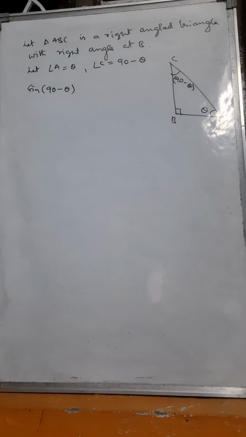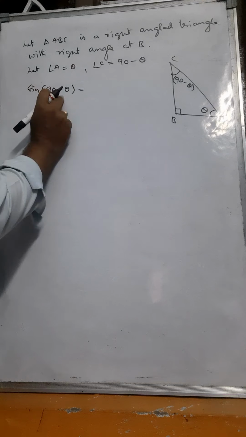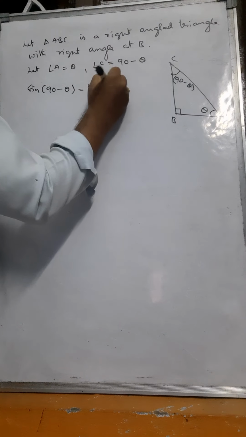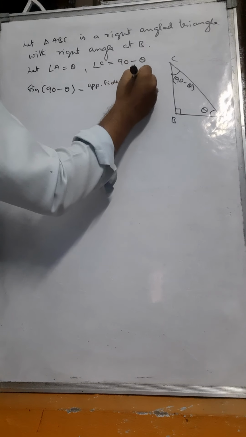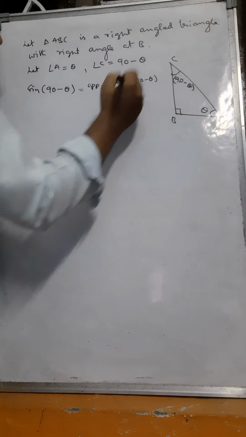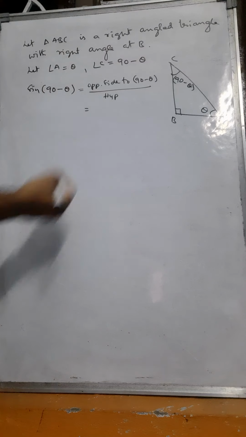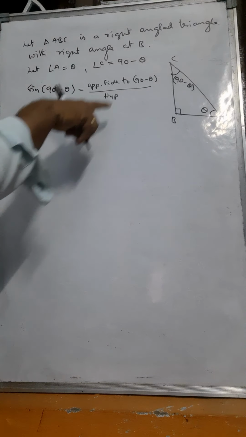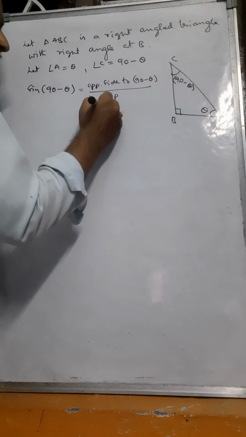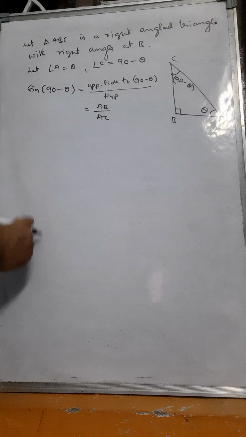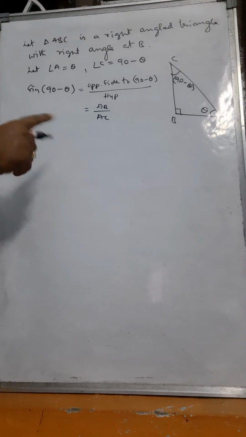Now I am taking sine of 90 minus theta. So sine 90 minus theta, what is that? Opposite side to angle 90 minus theta by hypotenuse. What is the opposite side to the angle 90 minus theta? That is AB by AC. Hypotenuse is always AC only. The opposite side and adjacent side will change, but hypotenuse is always AC only.